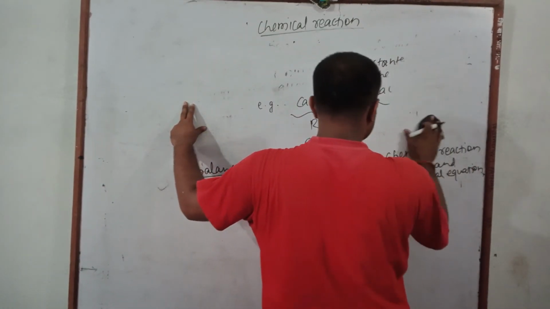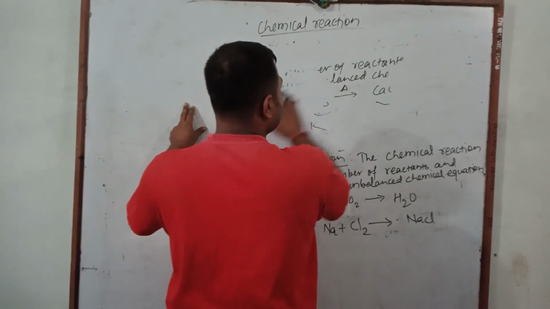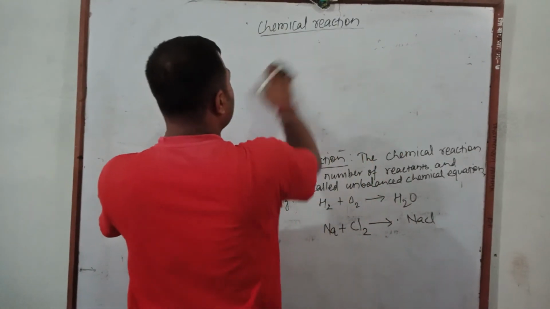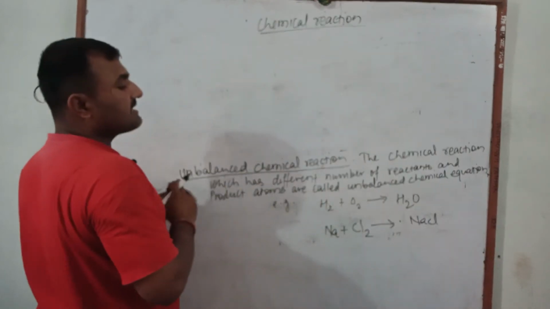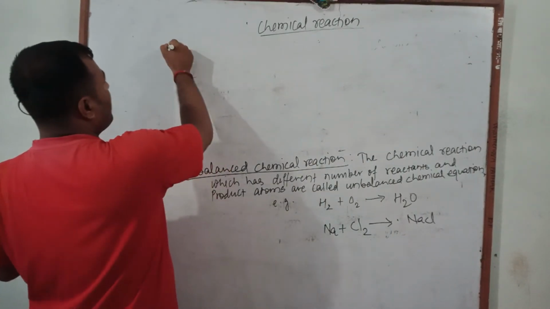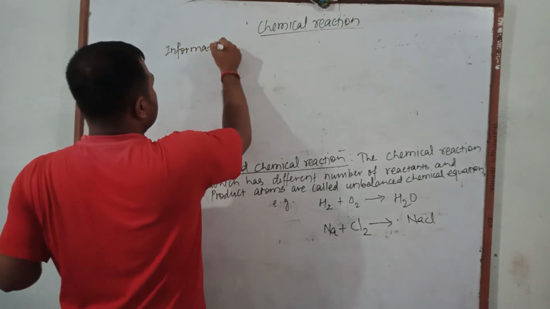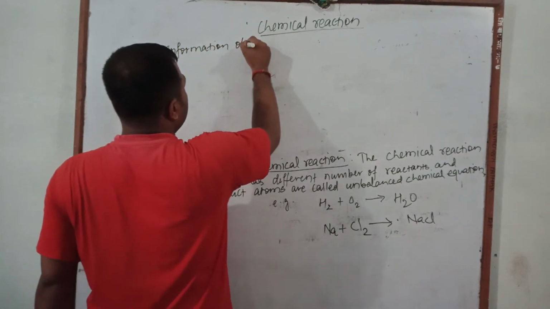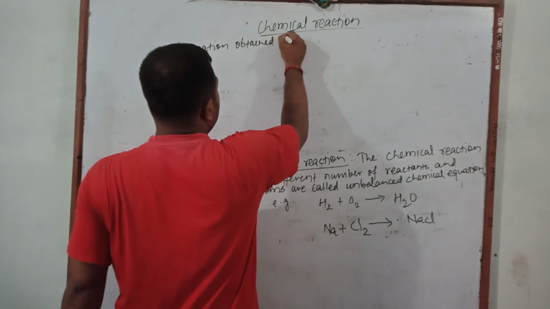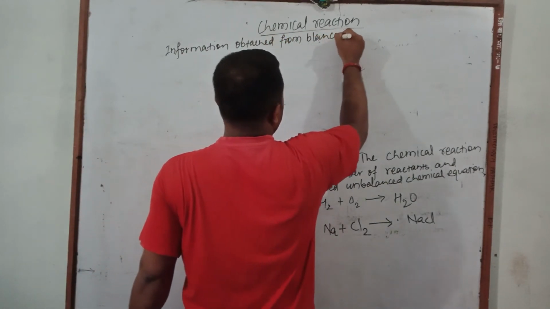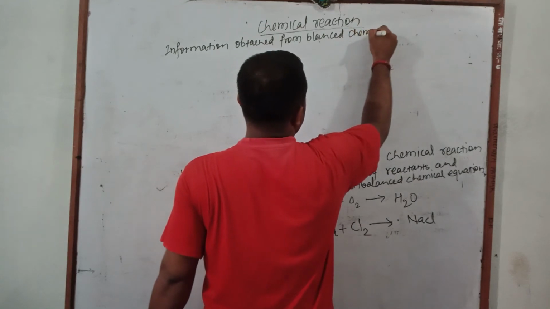And here we discuss what are the advantages, or which information we obtain from a balanced chemical reaction, or information obtained from a balanced chemical reaction.